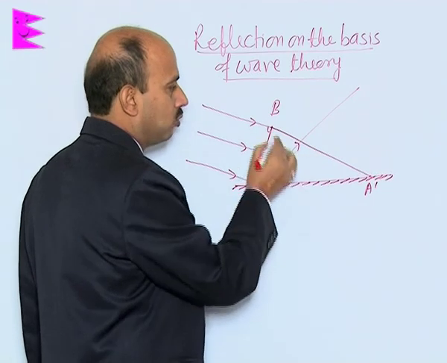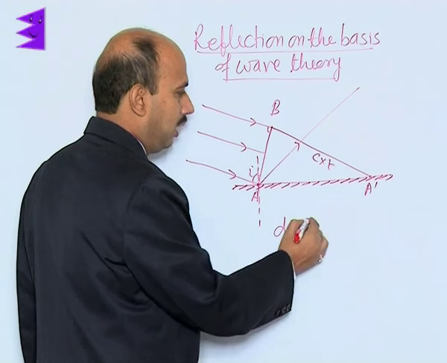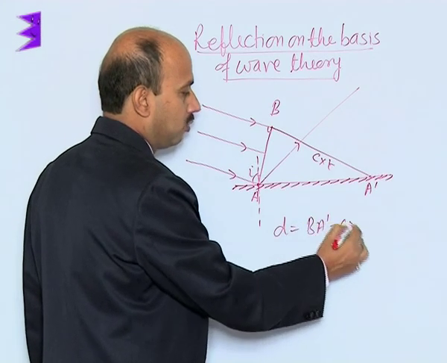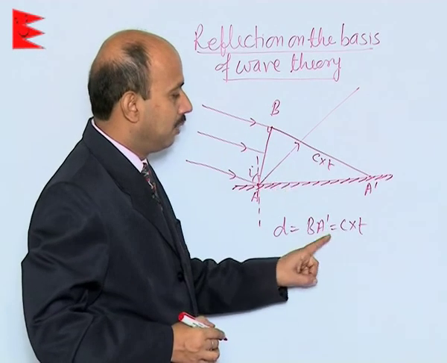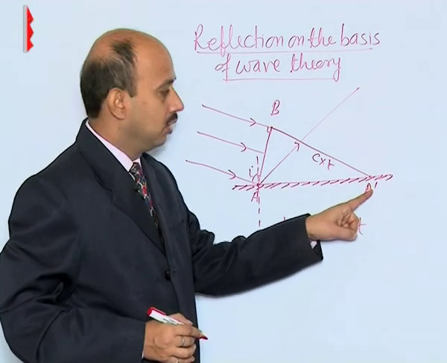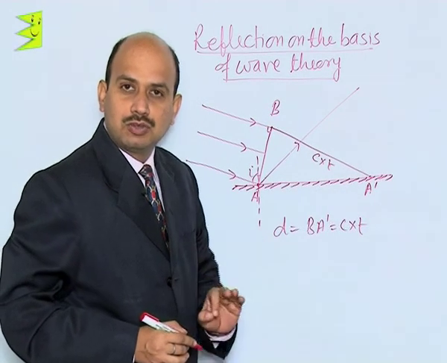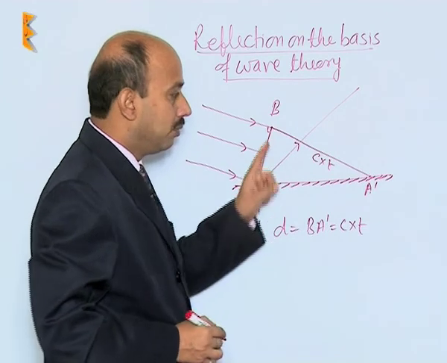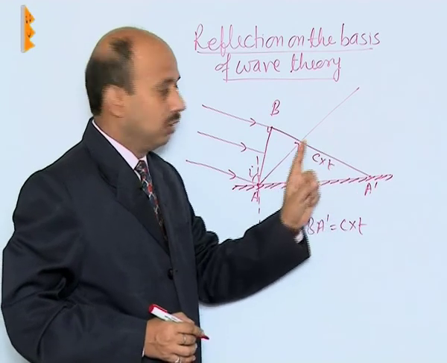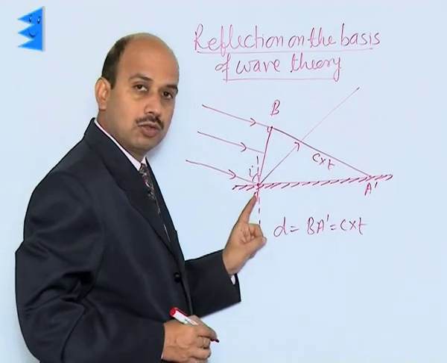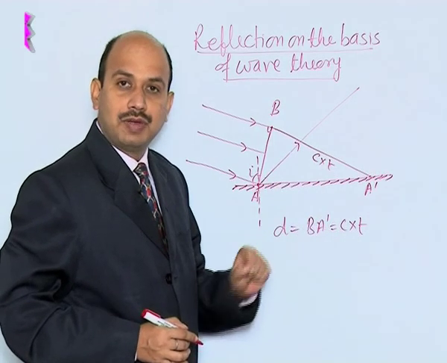Suppose the time is t, so the distance travelled is c into t. So we can write d, that is BA dash, is equal to c into t. Suppose radiation coming from B has taken time t to reach the point A dash. So by taking the radius BA dash, a spherical wavefront is drawn. Similarly, because this radiation is also going in vacuum, by taking point A and radius equal to BA dash, that means c into t, another spherical wavefront is drawn.